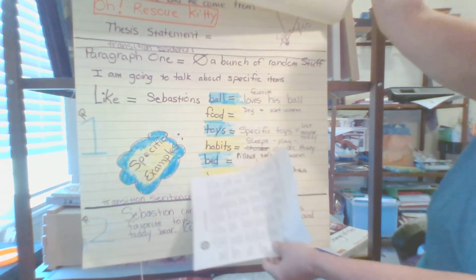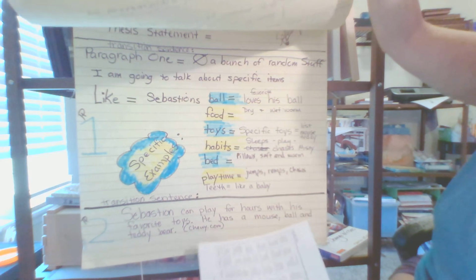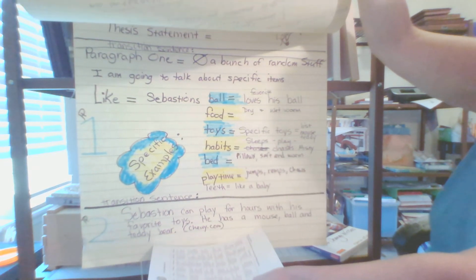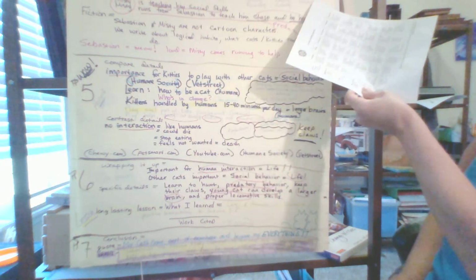And it all started with specific examples. All started with Sebastian can play for hours with his favorite toys. Am I going to add more to paragraph 2? Absolutely, because all I have is chewy.com here, and look at over here. I have all this information, climbing, pouncing, playing, running, frisky.